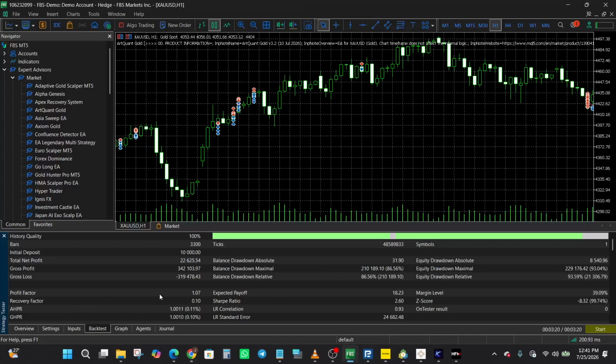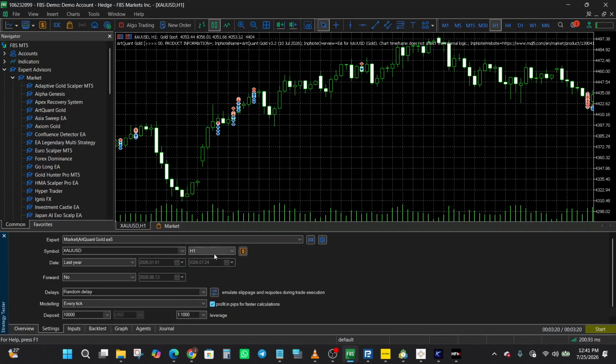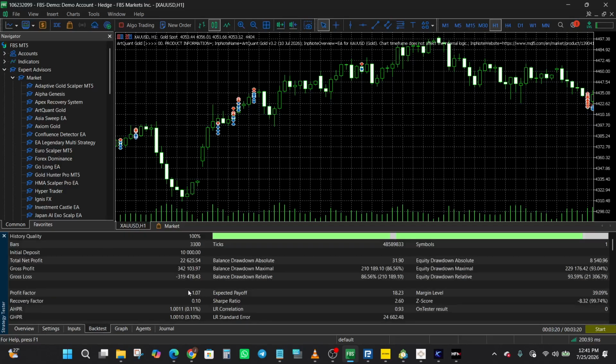I ran this on a $10,000 starting deposit on the H1 chart, for XAUUSD over roughly 7 months from January through July 2026. The total net profit came out to $22,625.54. But, and this is the number that matters most here, the maximum balance drawdown during that same period hit over $210,000, which is more than 86% relative to peak equity.